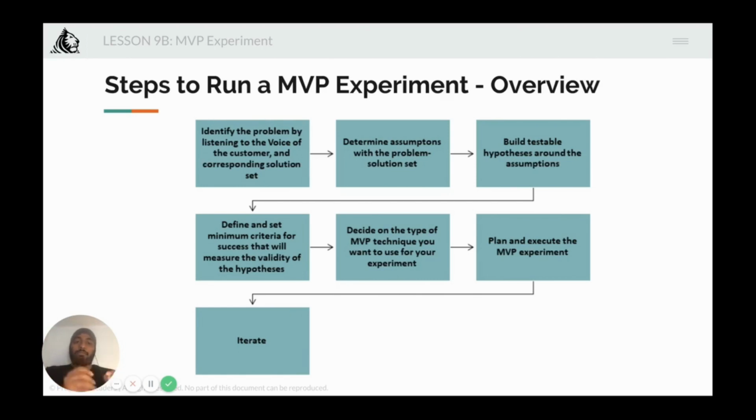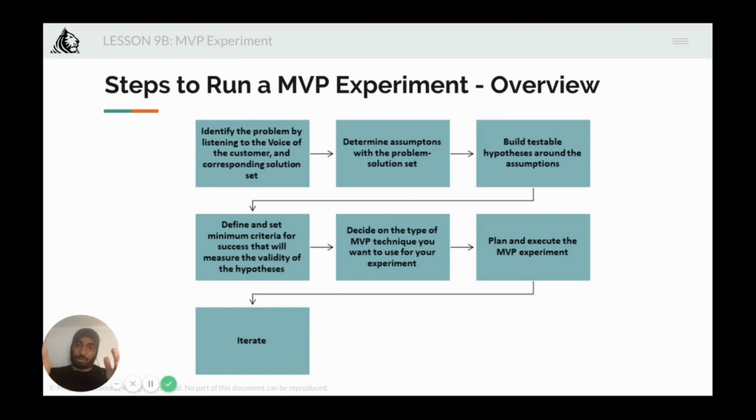Then you have to determine what assumptions apply to the problem solution set. For example, the assumption was to cook at home. The assumption was the person knows how to cook. The assumption was that all the utensils and everything are available at home. The assumption was that all the groceries are at home, right? So you have to determine those assumptions for the problem solution set that you have created.